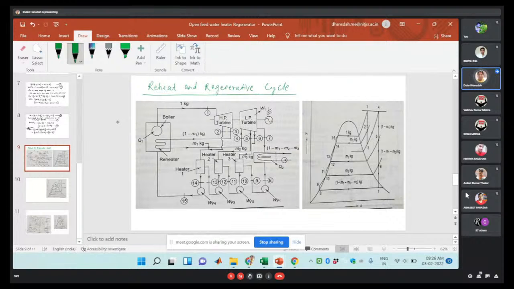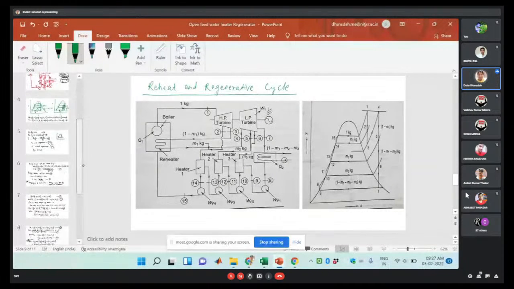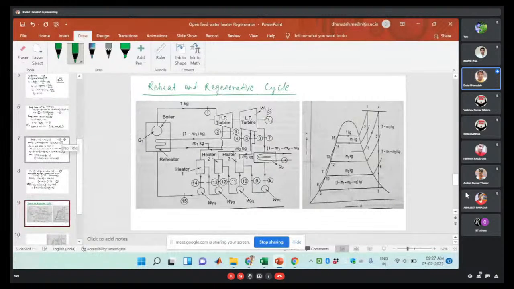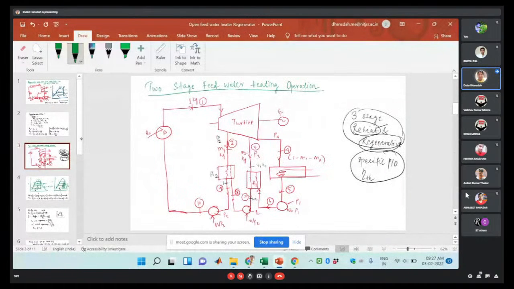I think I'll discuss it tomorrow. It will be better because we do not have much time here. I will share this slide with you so that you can have an idea about how we have evaluated the regenerative cycle. I think you do not have any doubt here. I think I have cleared this doubt, how the fluid enters heater 1 or heater 2, and how we write those equations.